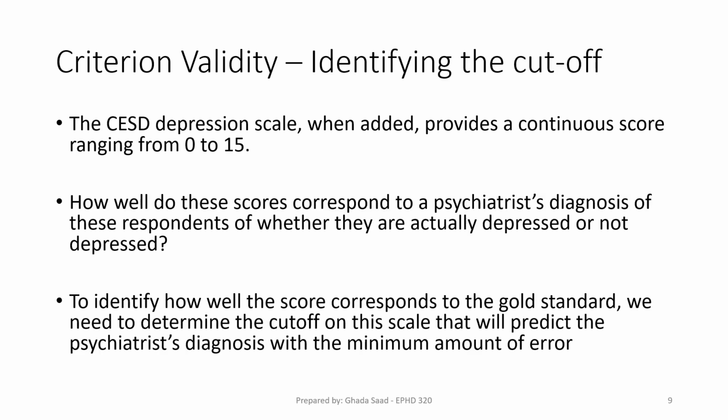The CESD items, when added, give a continuous score ranging from 0 to 15, which means a spectrum of results and levels of depression, from 0 being not depressed to 15 being depressed. How well do these findings of the CESD scale correspond to a psychiatrist's diagnosis? To answer this question, we will need to determine which cutoff on the scale from 0 to 15 will best correspond to the diagnosis of a psychiatrist with the least amount of error.